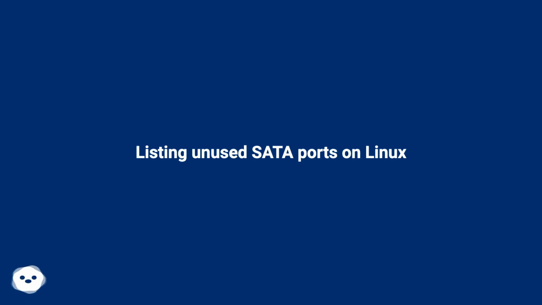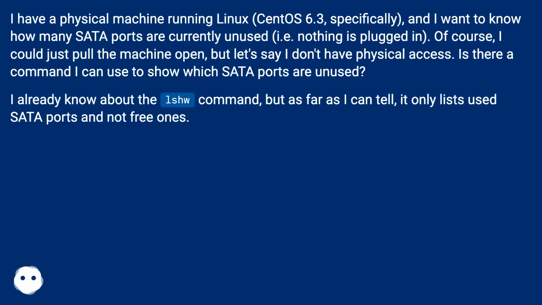Listing used SATA ports on Linux. I have a physical machine running Linux, CentOS 6.3 specifically, and I want to know how many SATA ports are currently in use, i.e. nothing is plugged in. Of course, I could just pull the machine open, but let's say I don't have physical access. Is there a command I can use to show which SATA ports are in use?